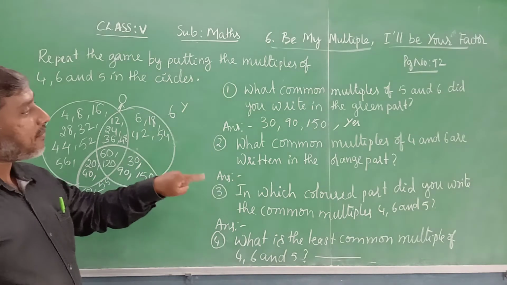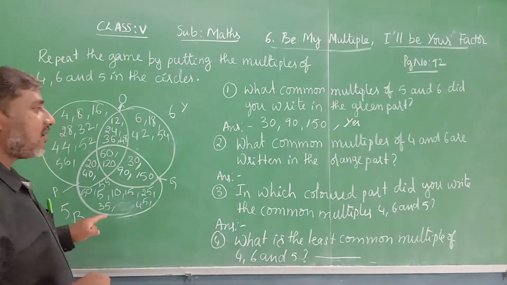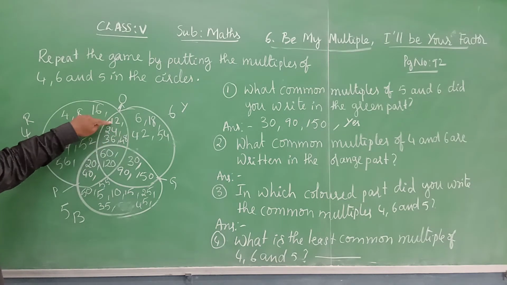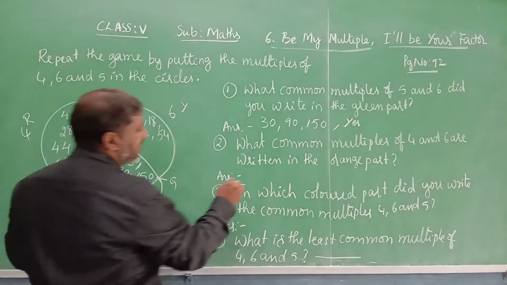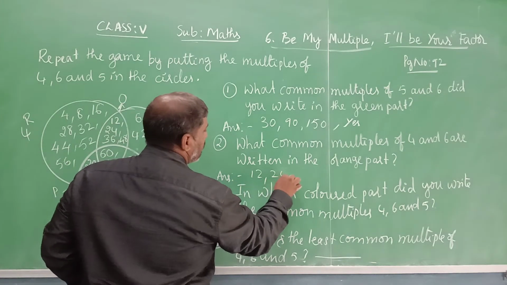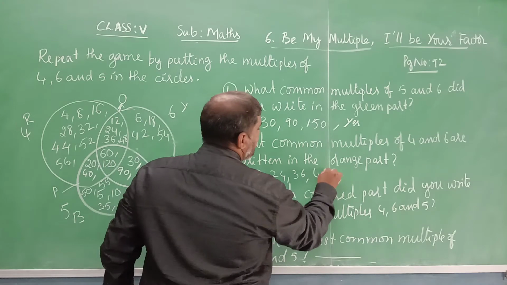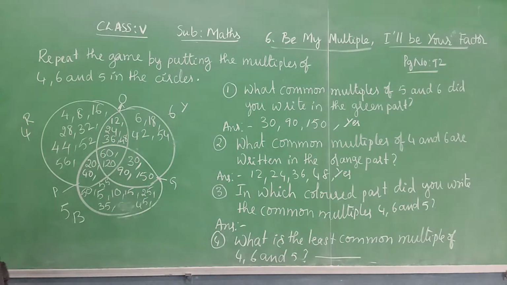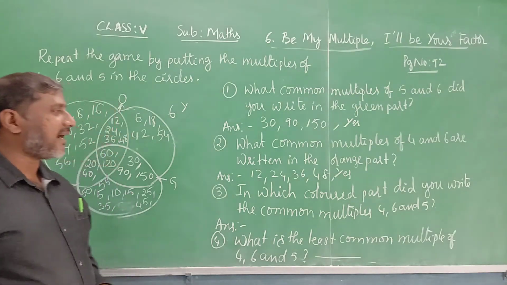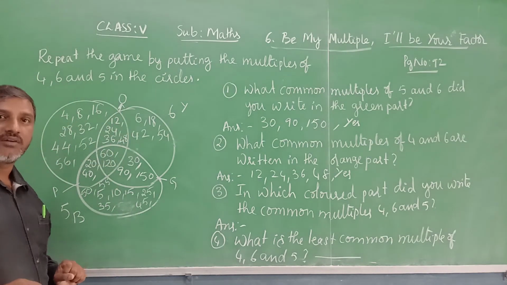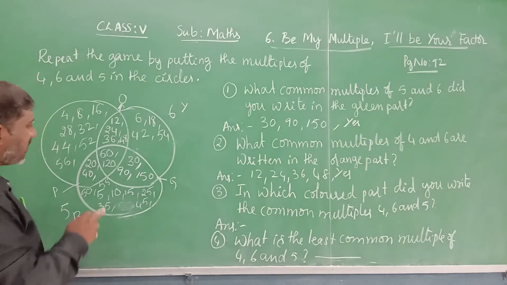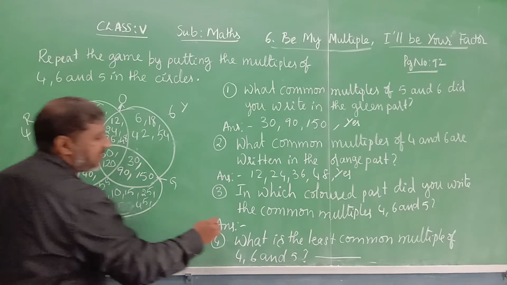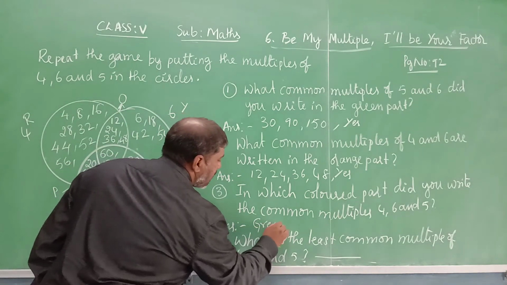Next. What common multiples of 4 and 6 are written in the orange part? 12, 24, 36, 48. Yes, they are written in the orange part only. Third question. In which colored part did you write the common multiples of 4, 6 and 5? Yes, it is there in the grey part.